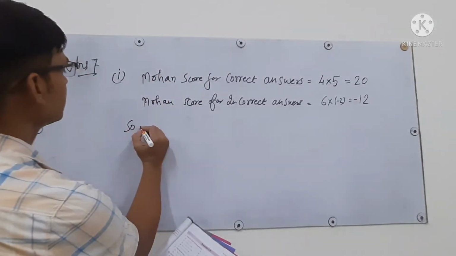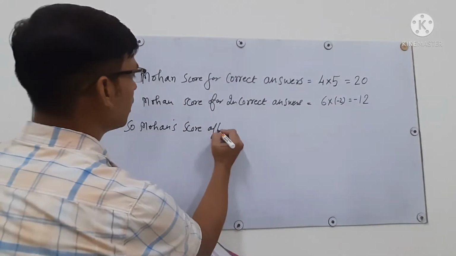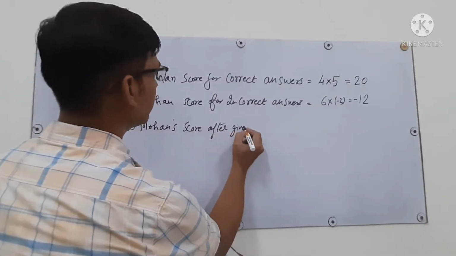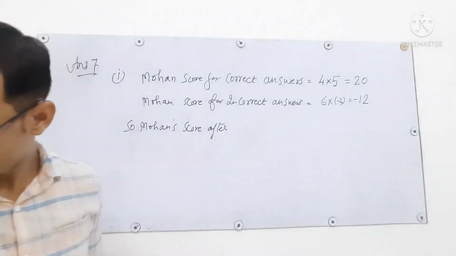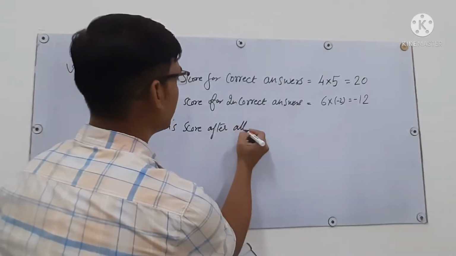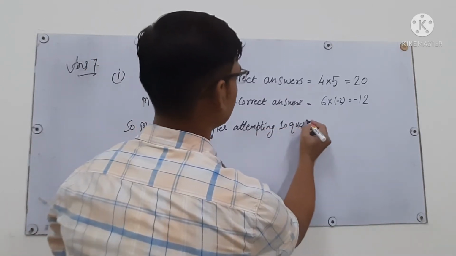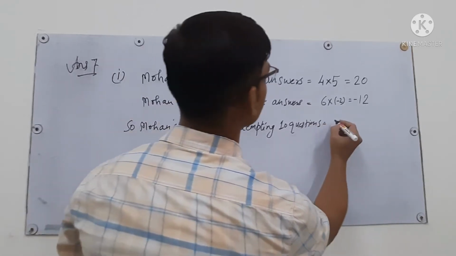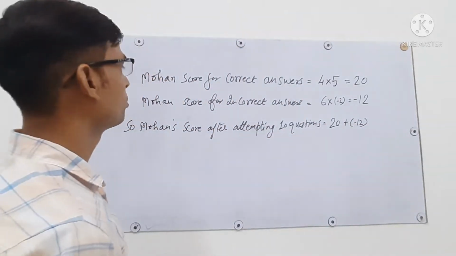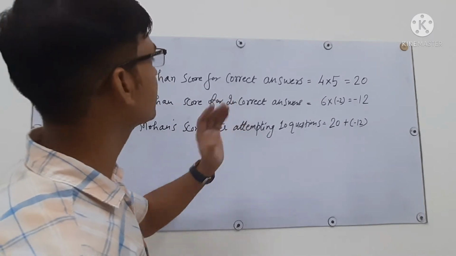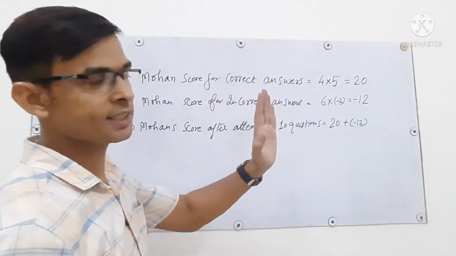So Mohan's score after attempting 10 questions will be 20 plus -10, because in the first part it is given Mohan has answered correctly for 4 questions and incorrectly for 6. So total questions will be 4 plus 6, that is 10.